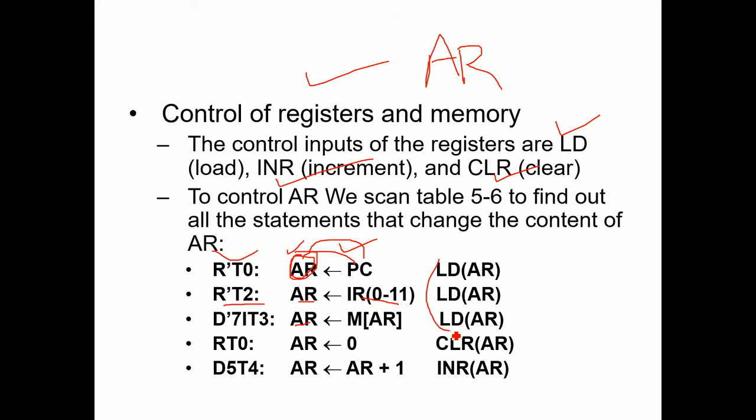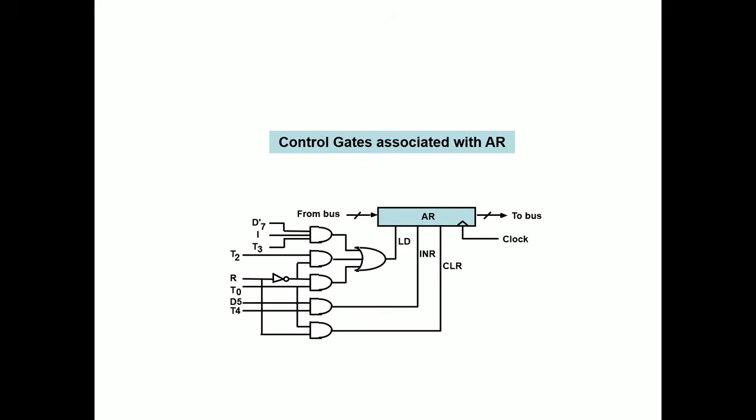So here these three instructions are for loading the control input. If we enable the load control input of the address register, then the information which is present in the memory is transferred to the address register. Whereas if we consider this one, address register value is 0, so we have to enable the clear input. And if we consider this one, this is plus. Plus means increment, so we need to enable the increment control input. For all these functions, we have to draw the circuit.